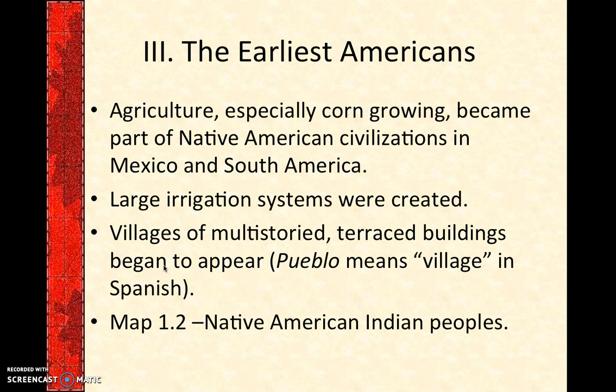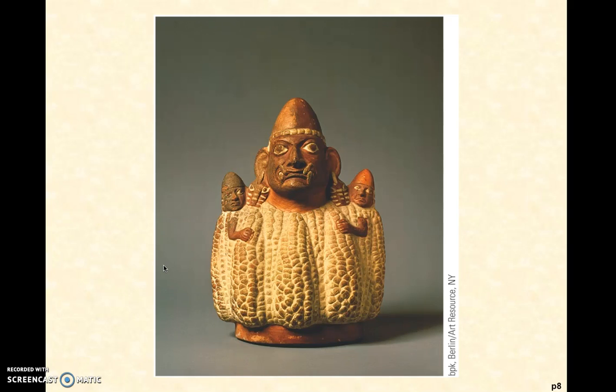So in Mexico and South America, corn becomes the staple crop for many civilizations. They had large irrigation systems that were created. They had multi-storied terraced buildings, and there are all different areas showing this complexity in their agriculture and in their society. They had different gods and different religious entities, and you can see here corn is essential to their life in this image.